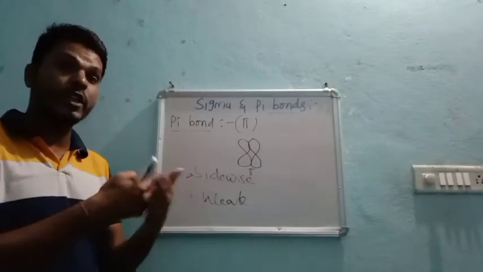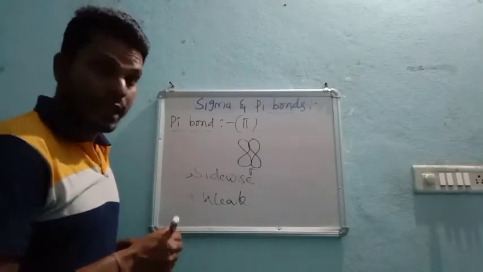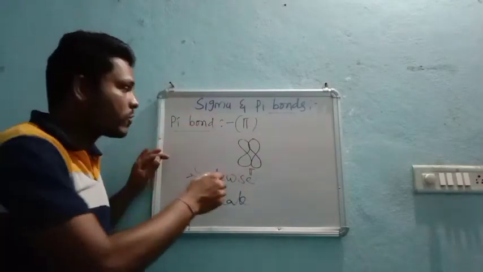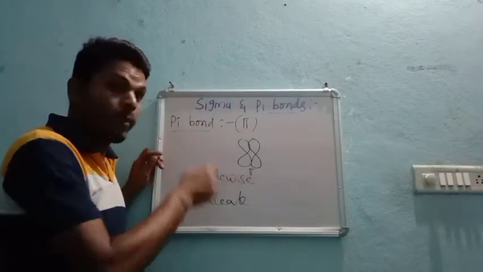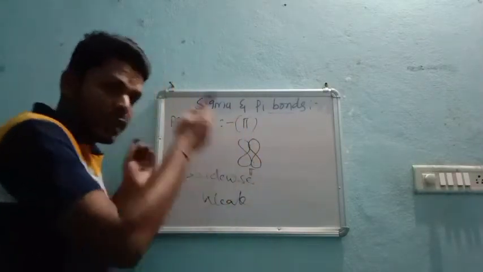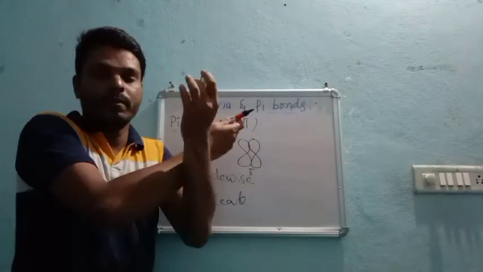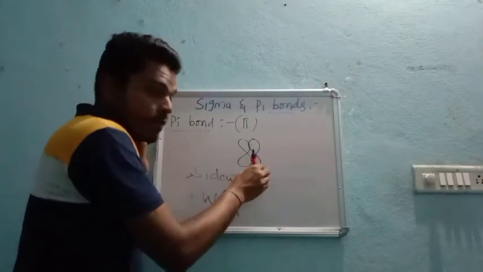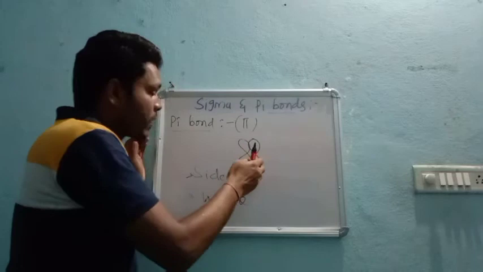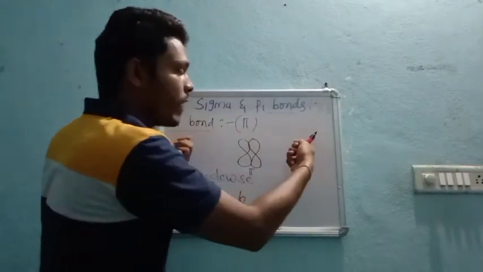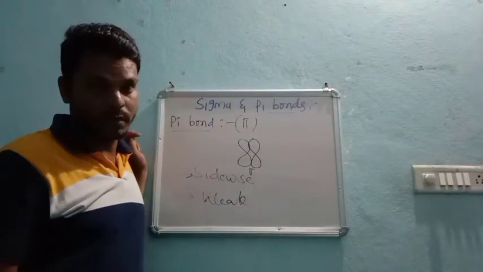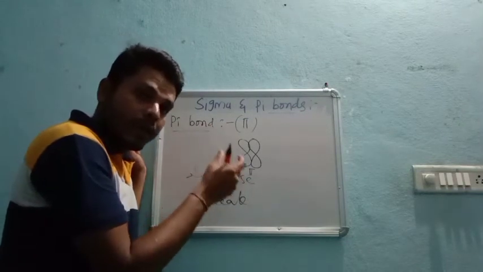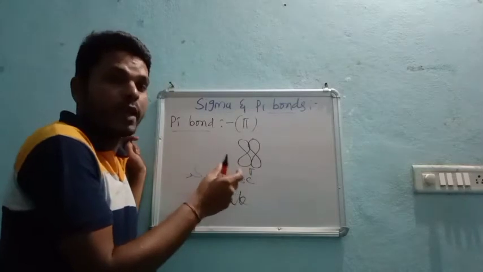Why? Because the extension is more. But here clearly you can see there is no extension, as we saw in the case of sigma bonds. So that's why sigma bonds are stronger. Here just the sides are touching, but there is no penetration like in a sigma bond. So we can very easily remove or separate these bonds. But once the sigma bond is formed, it is very difficult to remove.